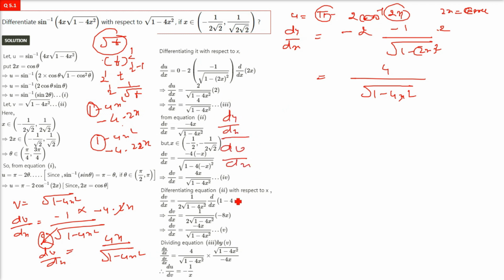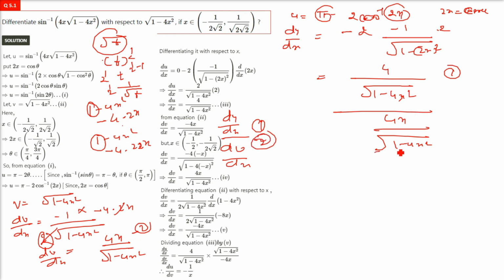Du by dx divided by dv by dx. Now put it here. Minus 4x by under root 1 minus 4x square. It is negative, please remember. Minus 4x by under root 1 minus 4x square. Okay. Just cancel these two out. You will get minus 1 by x. So there is a negative also. Minus 1 by x. And that is going to be your answer.